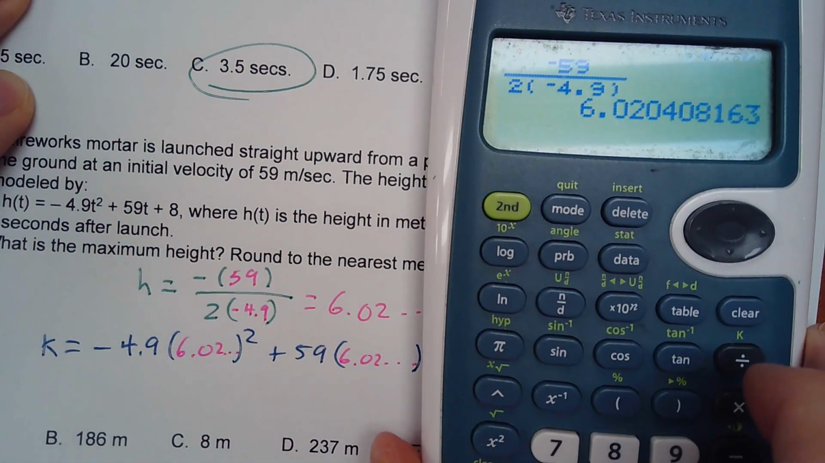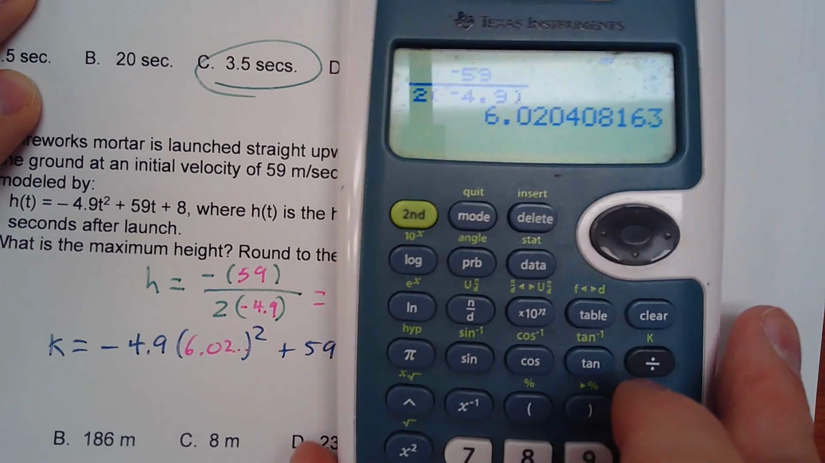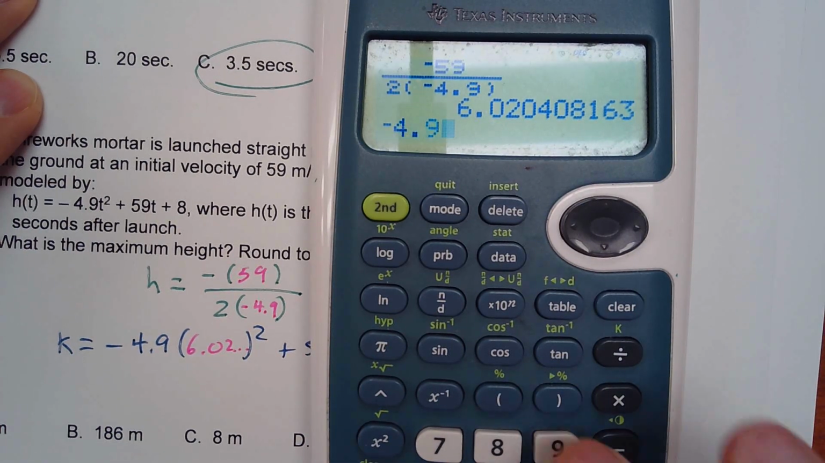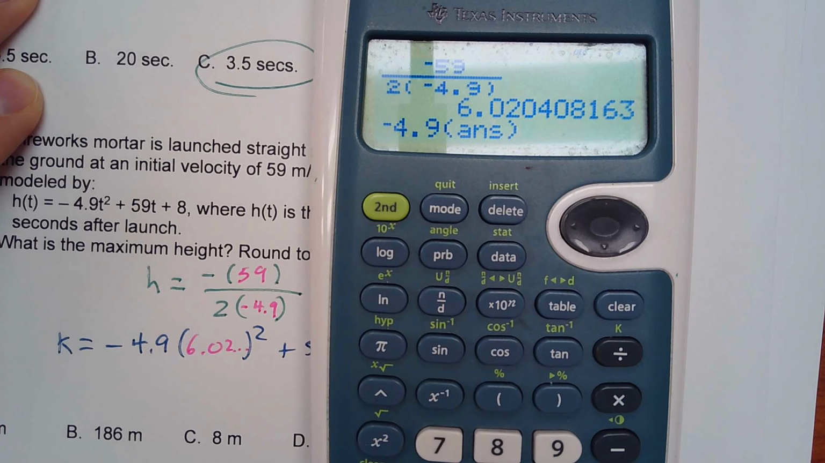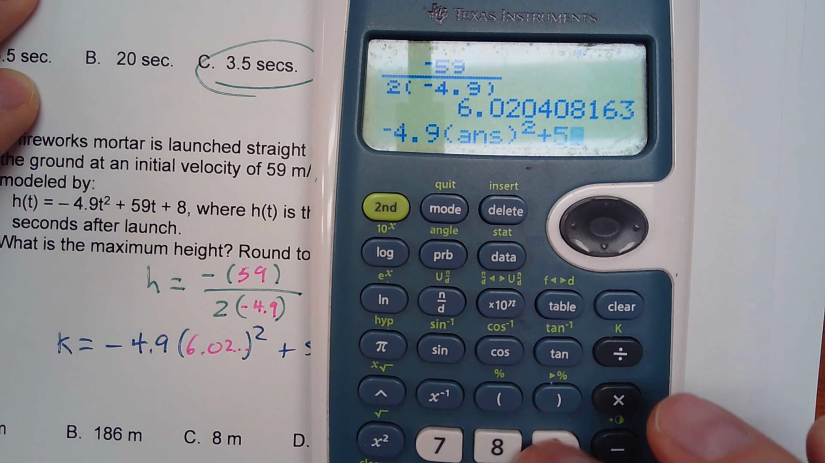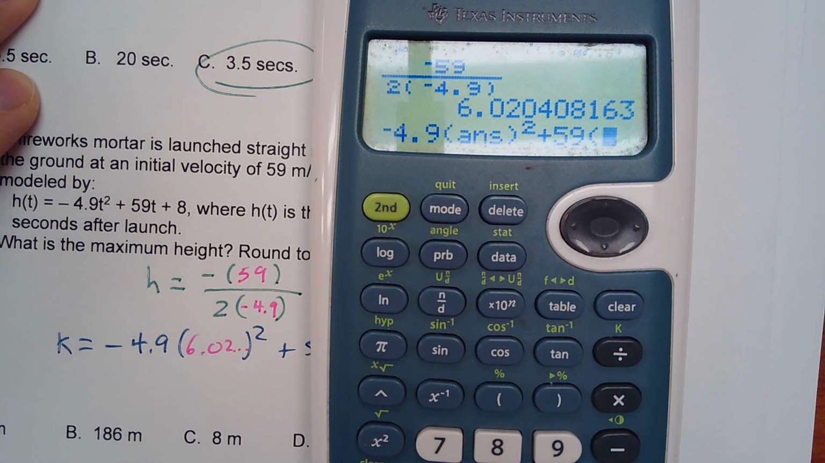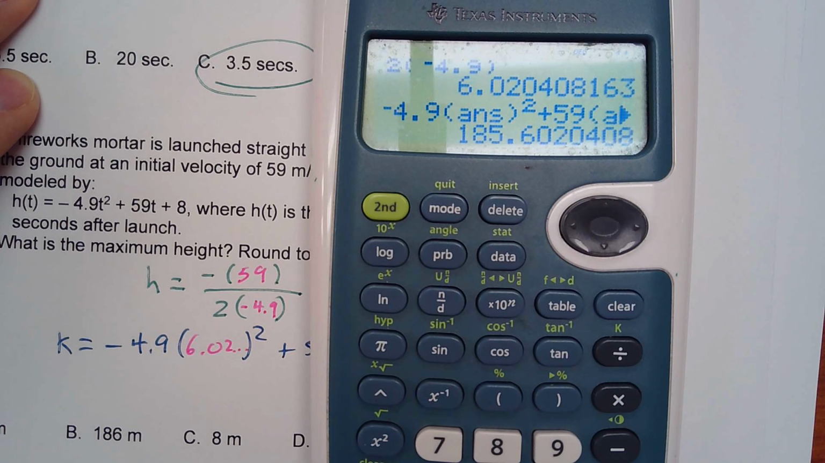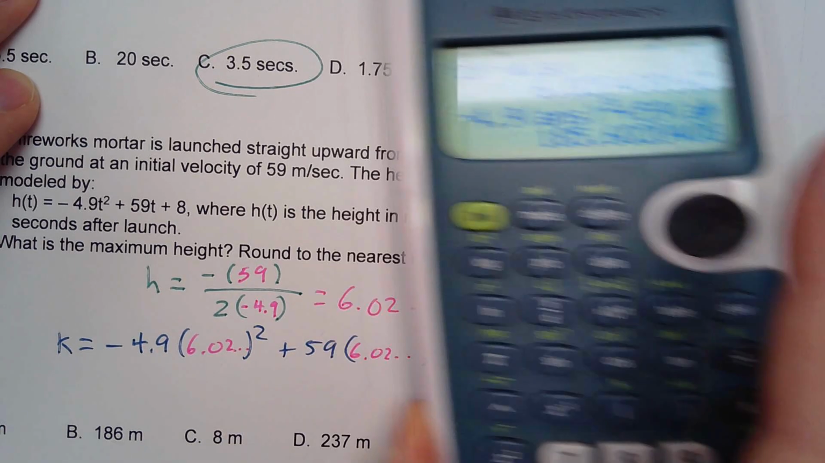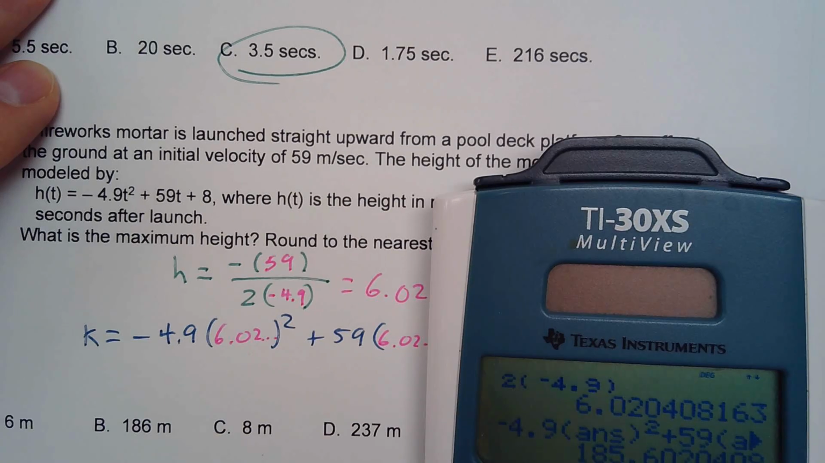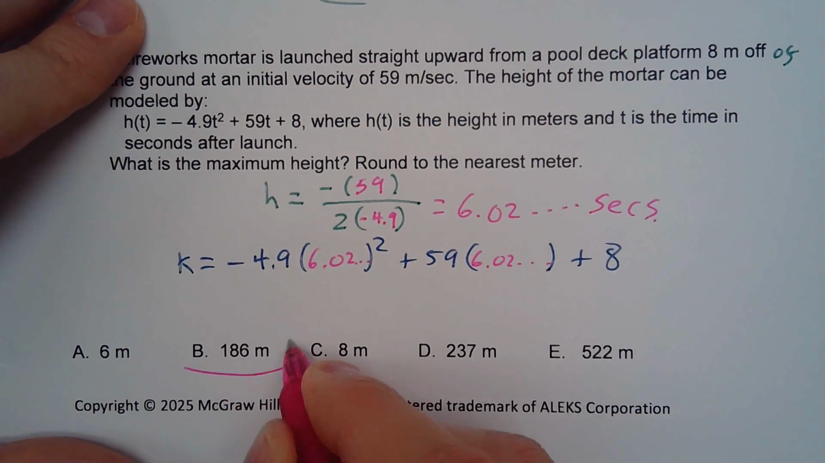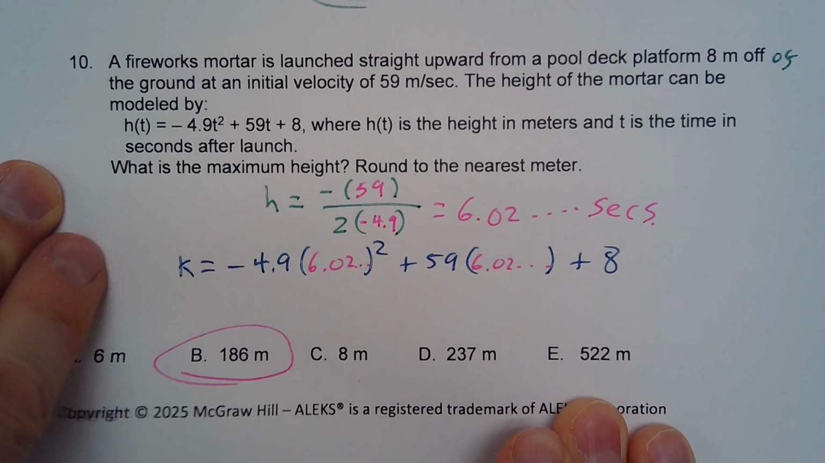So again, I'm going to make the calculator do the work for me. I'm going to take a negative 4.9 parentheses, second ANS, close parentheses, square it, plus 59 parentheses, second ANS, close parentheses, plus 8. So it's 185.6. They said round to the nearest meter. So the answer closest here would be B at 186 meters.